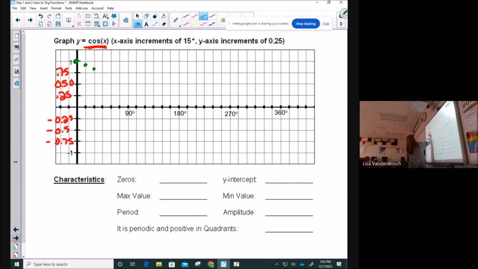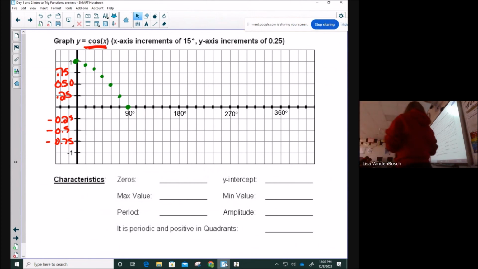So you get 0.7 here. So it's going to be a little bit below. Cos 60. 0.5. Cos 75. What do you get? Yep. Cos 90. Zero. First and fourth.